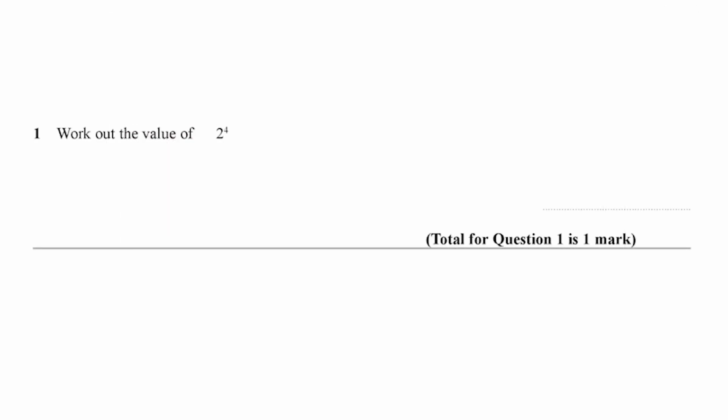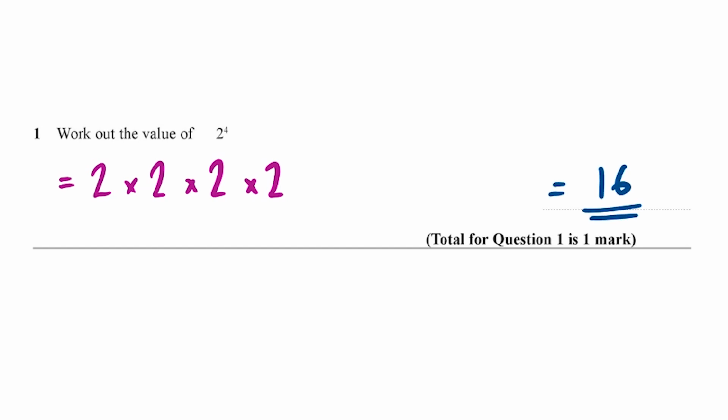Okay, let's get started. Question 1 then, work out the value of 2 to the power of 4. Well, 2 to the power of 4 just means 2 times 2 times 2 times 2, which is 16. 2 times 2 is 4, times 2 again is 8, times 2 again is 16.